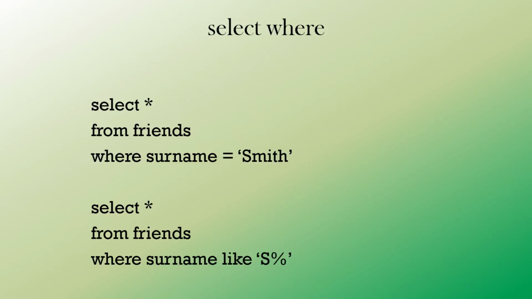Here we've got select all from friends, and we want to say the surname equals Smith, so that will only choose the records where the surname equals Smith.